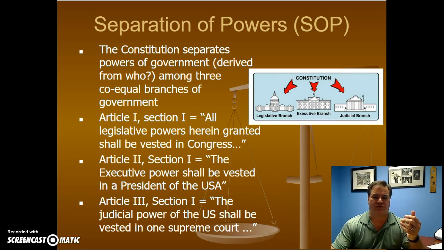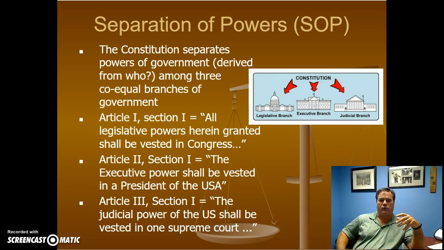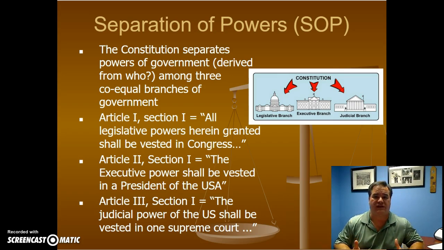The next two principles that fit together are separation of powers and checks and balances. Now, the Constitution separates the power of government among three co-equal branches of government. How do we know that? Well, we know that because when you read the Constitution, Article 1, Section 1 contains the line, all legislative powers herein granted shall be vested in Congress. Means all the legislative powers go to Congress.